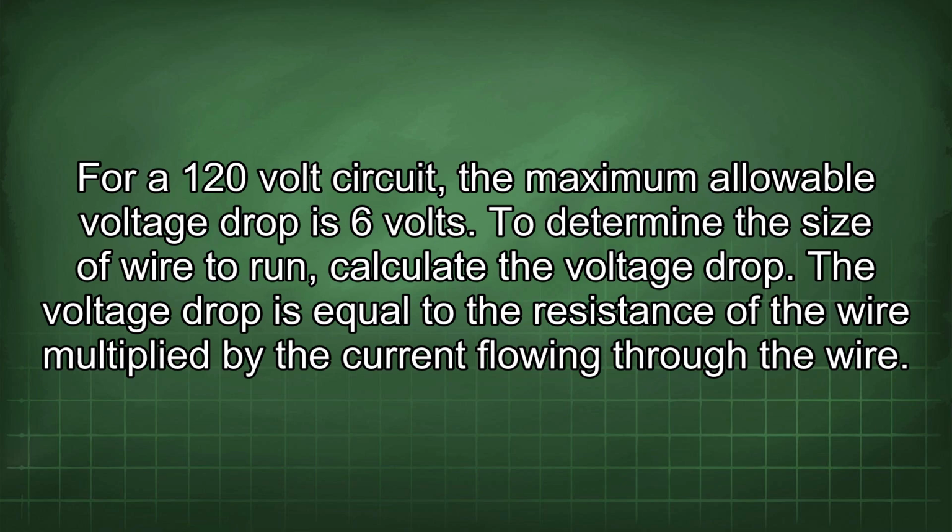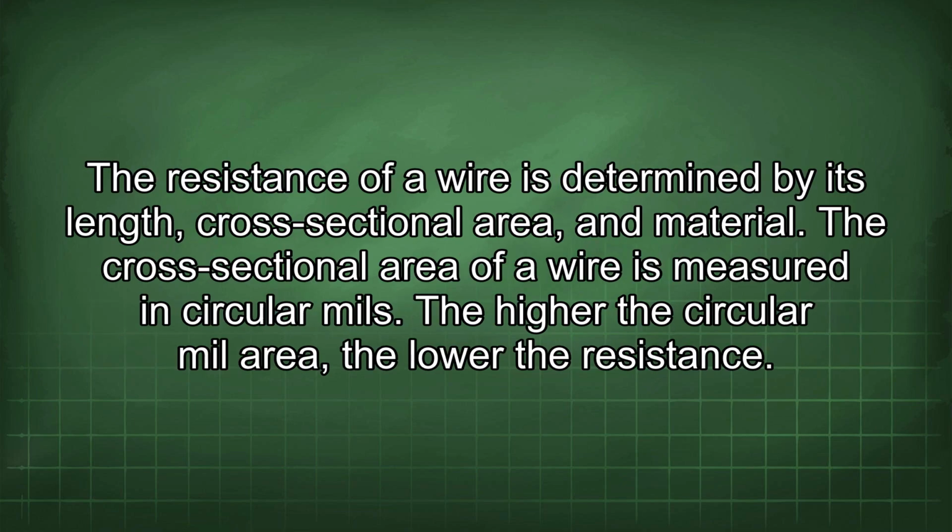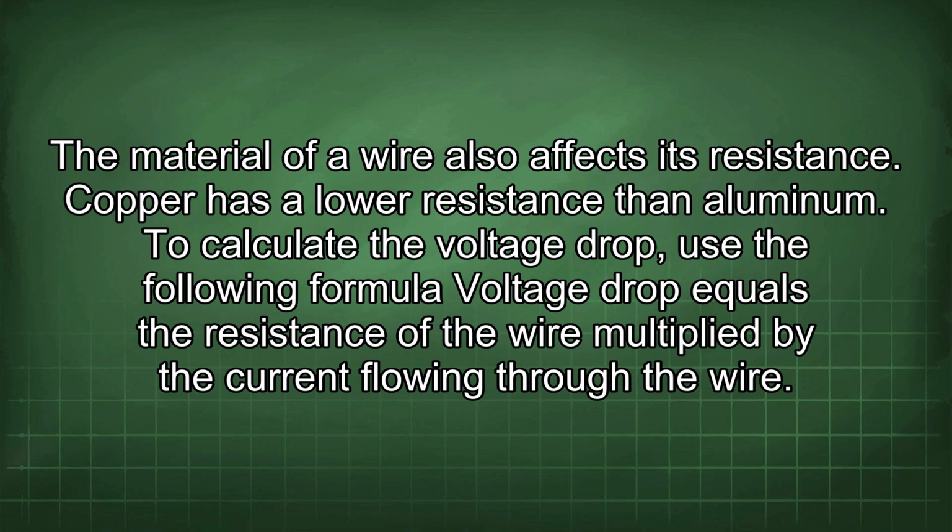To determine the size of wire to run, calculate the voltage drop. The voltage drop is equal to the resistance of the wire multiplied by the current flowing through the wire. The resistance of a wire is determined by its length, cross-sectional area, and material. The cross-sectional area of a wire is measured in circular mils. The higher the circular mil area, the lower the resistance. The material of a wire also affects its resistance. Copper has a lower resistance than aluminum.